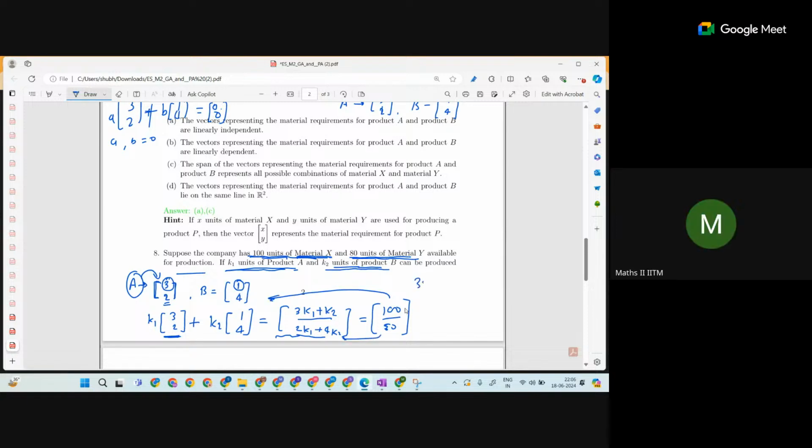So that means 3K1 plus K2 is equal to 100, and 2K1 plus 4K2 is equal to 80. And how to solve this equation? That's all. Getting right? Yes, sir.